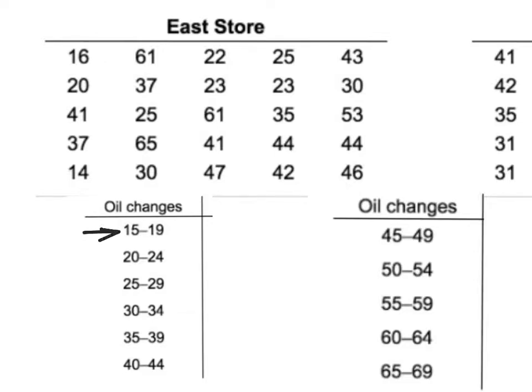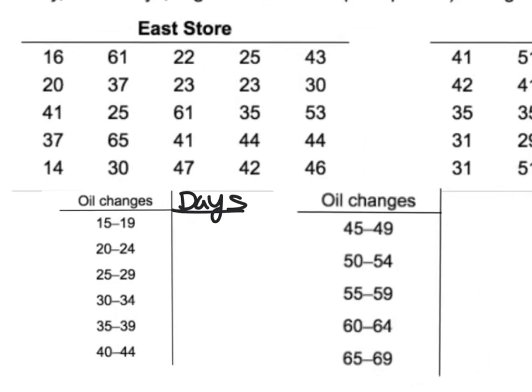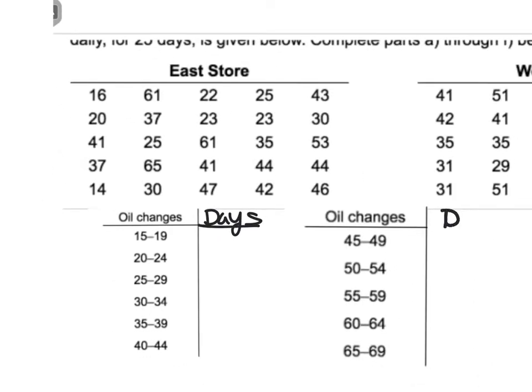They've given you the intervals to use, so you don't have to come up with that part. So you just need to figure out how many days fall into each of those intervals. So, for example, I'm going to do the East store first. Here we need to figure out the number of days that did 15 to 19 oil changes.